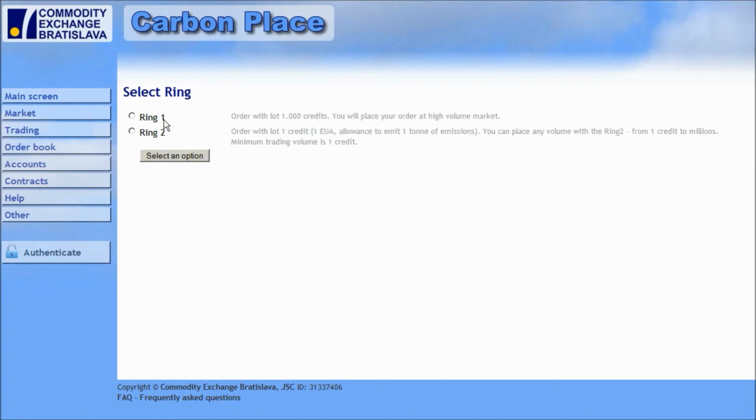Now we have to select a ring. Ring 1 uses lot 1000 credits, while ring 2 uses lot not equal to 1000 credits. If you select ring 2 and you do not define that the order is fill or kill, lot is 1 carbon credit. We will use ring 1 in this tutorial because we want to trade in larger volumes.